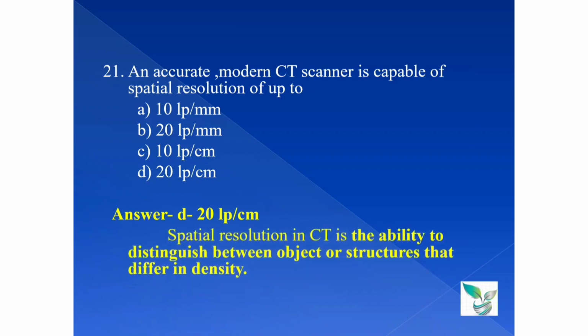So let's see the explanation, that is, what is meant by spatial resolution. Spatial resolution in CT is the ability to distinguish between objects or structures that differ in density. So spatial resolution means distinguishing the structures with respect to their density.